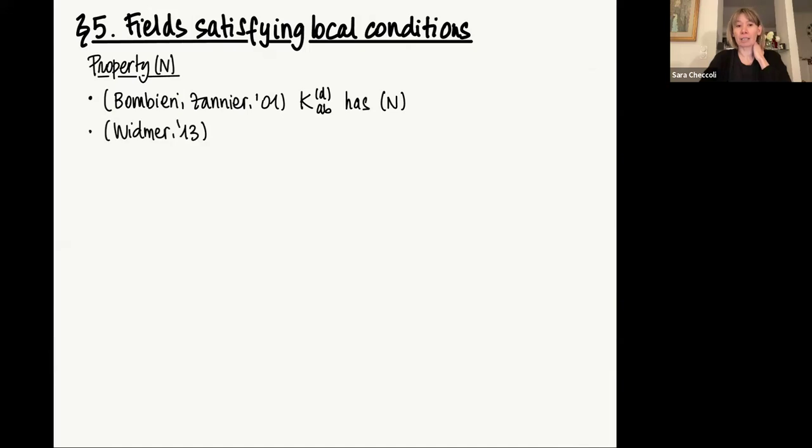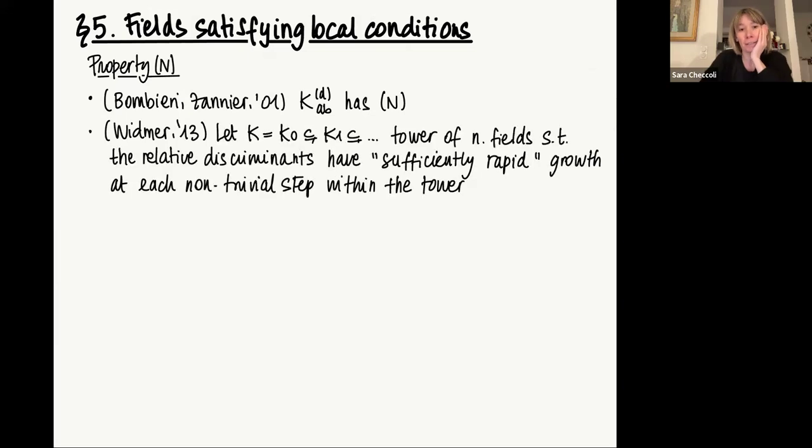There was not a lot of results for a while about this Northcott property, until Martin Widmer proved a result which tells you the following. Take a nested tower of number fields, such that at each non-trivial step in the tower, the relative discriminant has sufficiently rapid growth, in a sense which is, of course, made precise by Martin. Then when you look at the union of your tower, you get a field with the Northcott property.